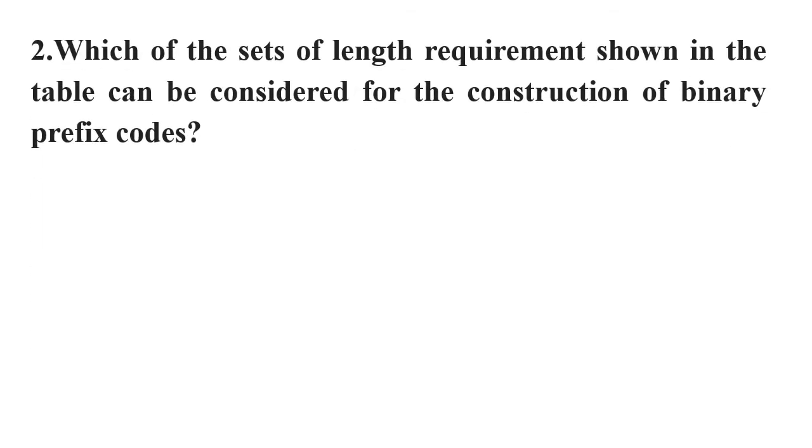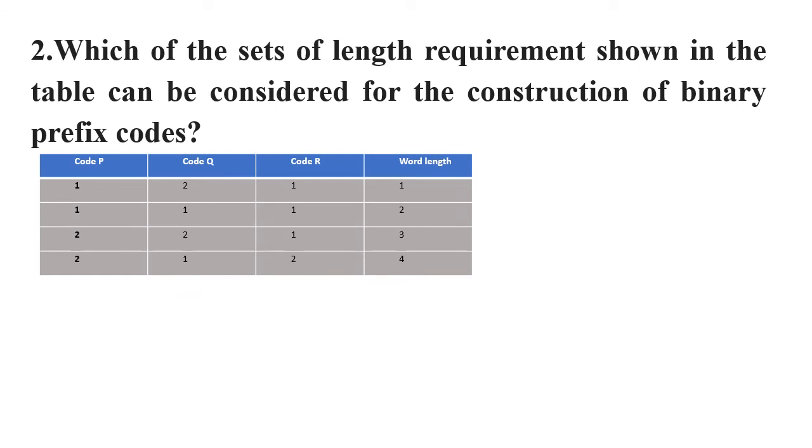Second problem, which of the sets of length requirements shown in the table can be considered for the construction of binary prefix codes? So this is the table given in your problem. So you have three codes here. One is code P, code Q, code R and the respective word length. So what this table means is, for code P you have one code word of length 1 and you have one code word of length 2, then you have two code words which are of length 3 each, and you have two code words of length 4 each. So this is the meaning of your table. For code Q also it is the same, and code R also it is the same. Now how to find the prefix property?